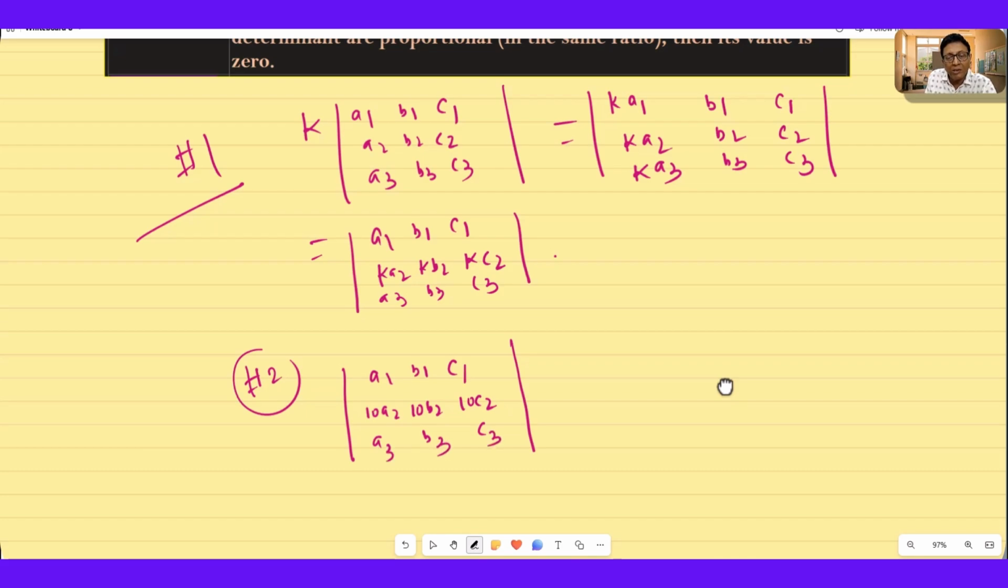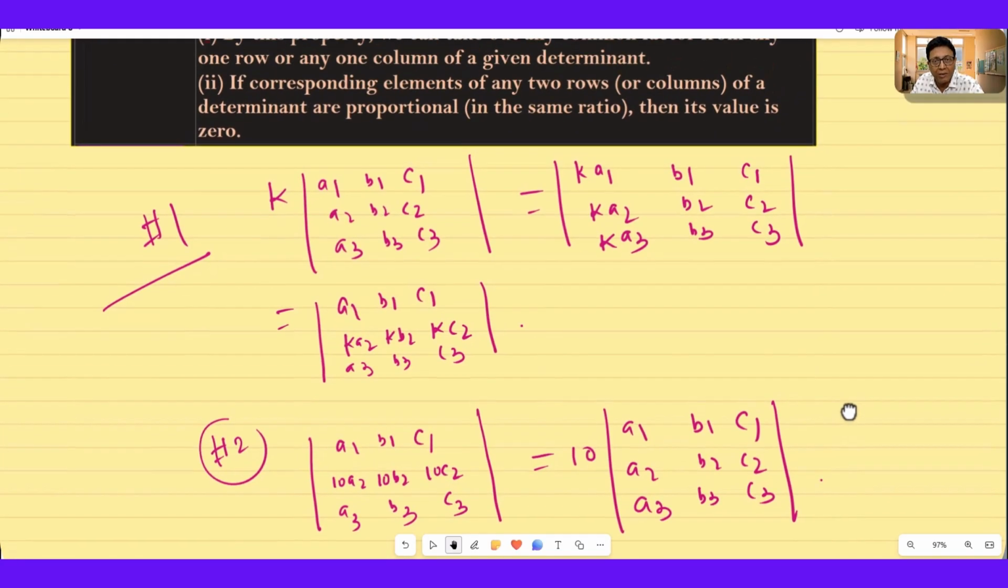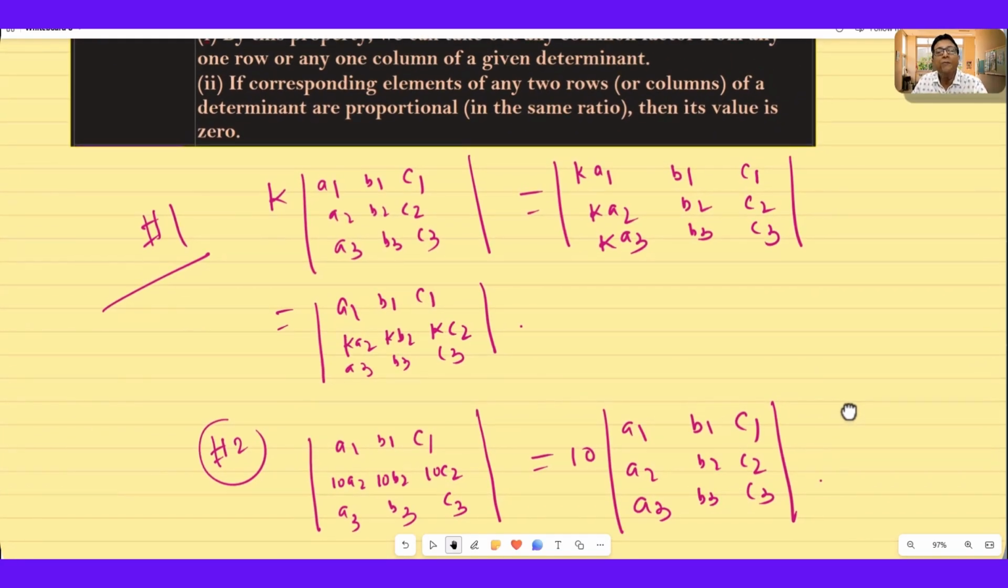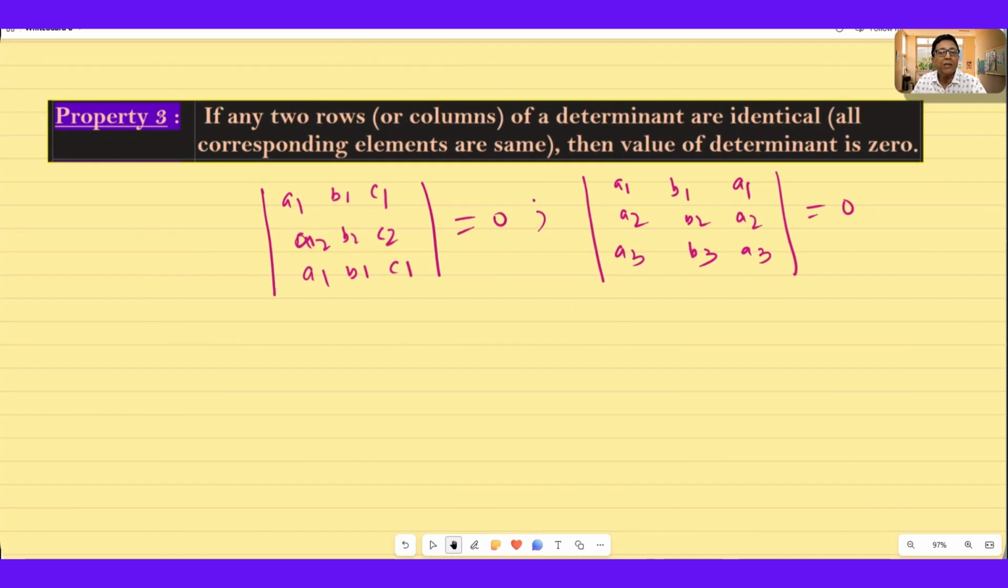So what do you observe? The second row elements are multiplied by 10, so bring it out. B1, C1, A2, B2, C2, A3, B3, C3. Clear? Now, one immediate application of it in a determinant, if you find that two rows are proportional, then also the value will be 0. Why? I am going back to this property. See, they are identical.